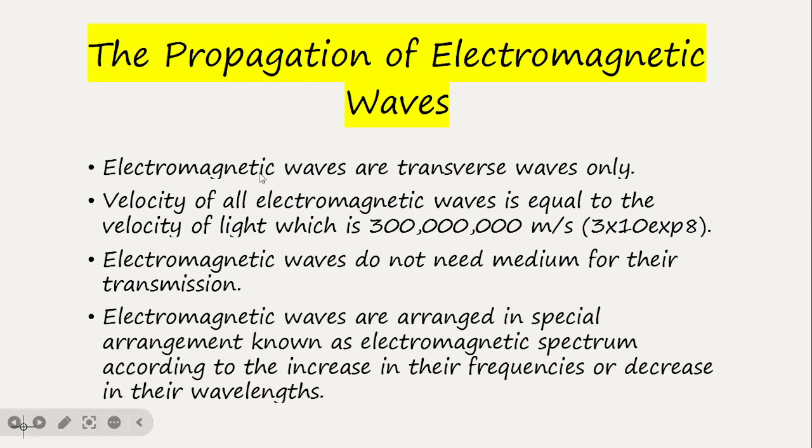Electromagnetic waves are arranged in a special arrangement known as the electromagnetic spectrum, according to the increase in their frequencies and decrease in their wavelengths. So this electromagnetic spectrum is the arrangement of these electromagnetic waves according to their increasing frequencies and decreasing wavelengths. So that's all about electromagnetic waves.